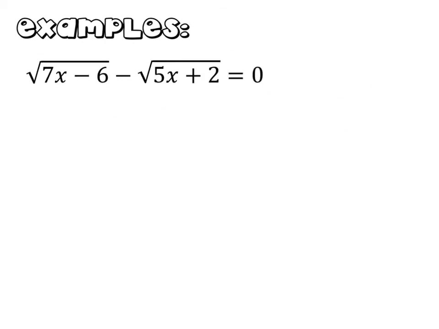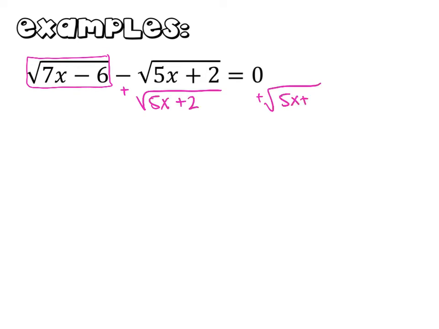This one looks kind of scary. But really, if I go to get a radical by itself first, to get this by itself, I need to add this one to the other side. Which would give me, on the left side, just the square root of 7x minus 6 equals 0 plus anything is just itself. So the square root of 5x plus 2. And now I can solve it just like a radical equals a radical.